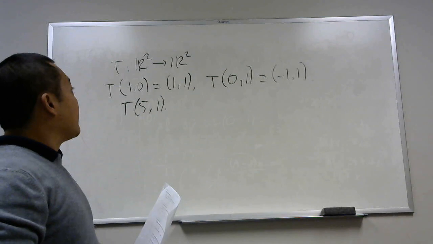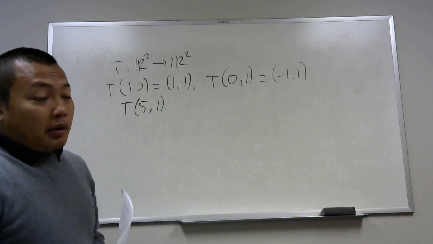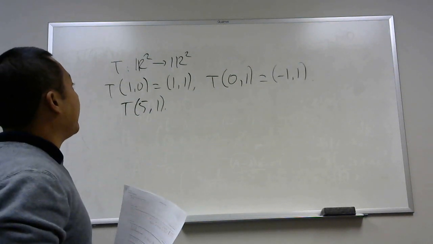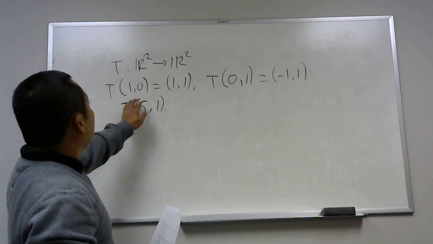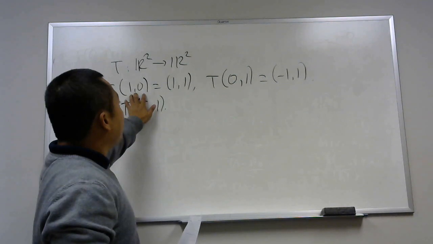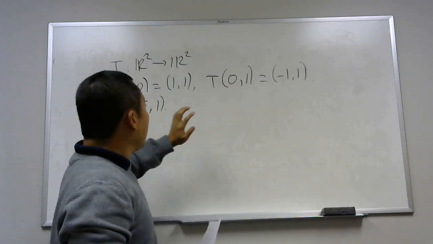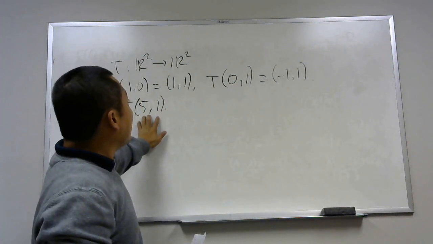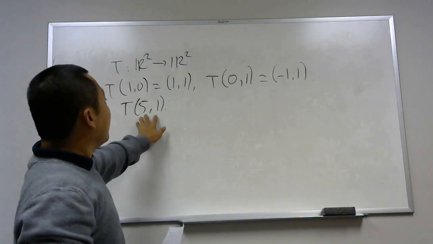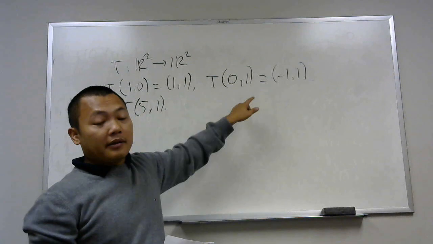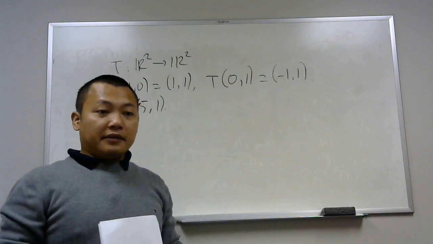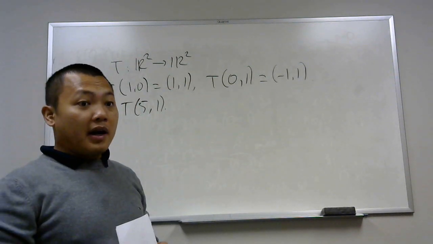So, how to solve this problem? You see, we know the image of this vector and this vector, right? In order to find the image of this vector, we only need to express (5, 1) as a linear combination of this vector and this vector, and then we use the property of linear transformation to find T of (5, 1).